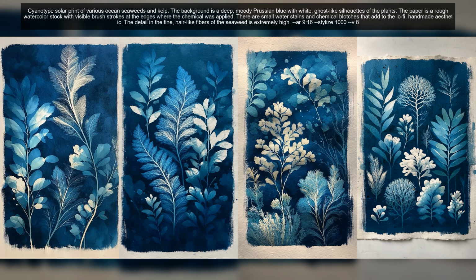A cyanotype solar print of ocean seaweed with ghost white silhouettes on Prussian blue. Gorgeous colours and detail, but the photo of a print framing kills it.